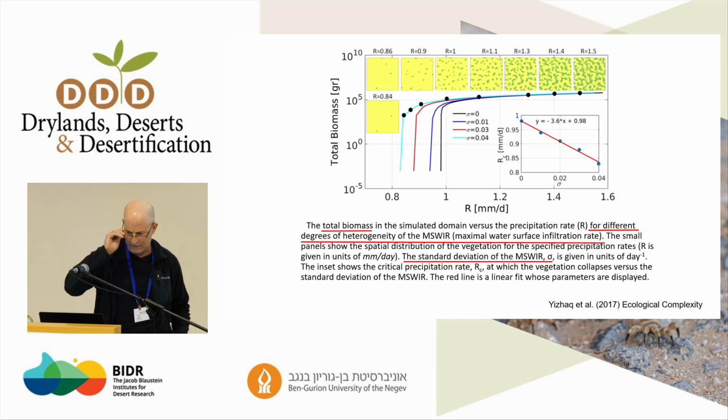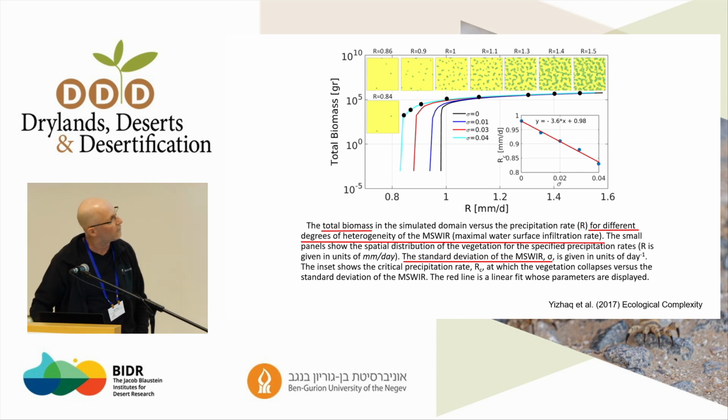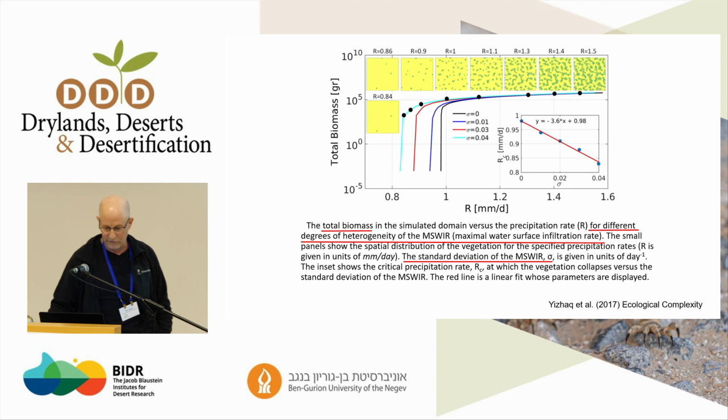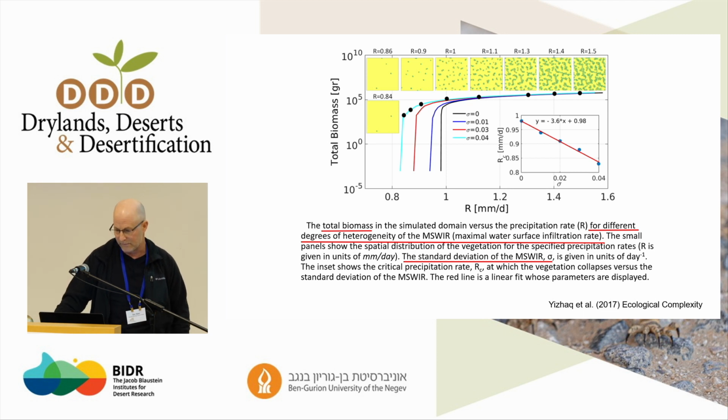And here we see the effect of precipitation decrease from right to left on shrubby vegetation. So we can see that when precipitation decreases, the first system to collapse is the homogeneous hill slopes in black. While heterogeneous systems do collapse, but only later on. Whereas the greater the heterogeneity, the later the ecosystem collapse.